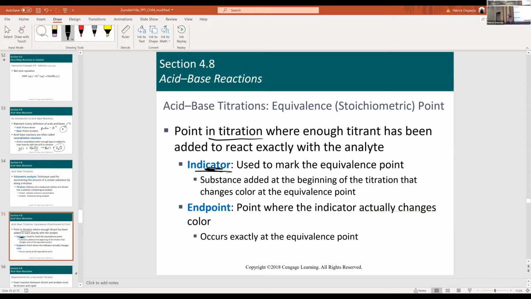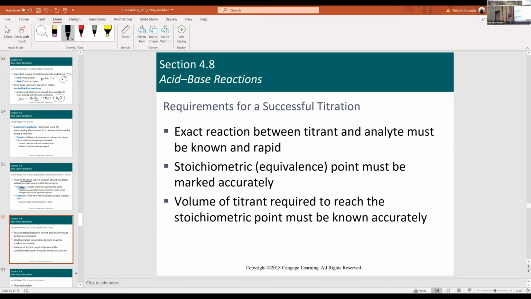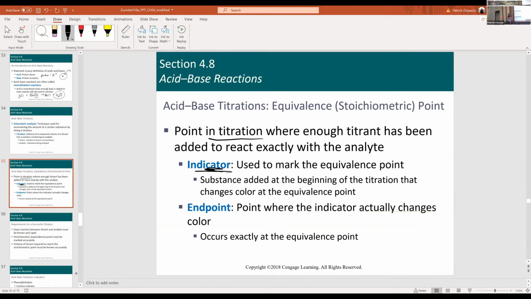So an indicator is a substance that is added at the beginning. That's usually a dye. It's what we call an environmentally sensitive dye. And this dye will change color based on the pH of the solution. So pH is a measure of the acidity or basicity of a solution. If the pH is 7, that's a neutral point, it will change color. If it's not 7, it won't change color. And the endpoint is where the indicator changes color.